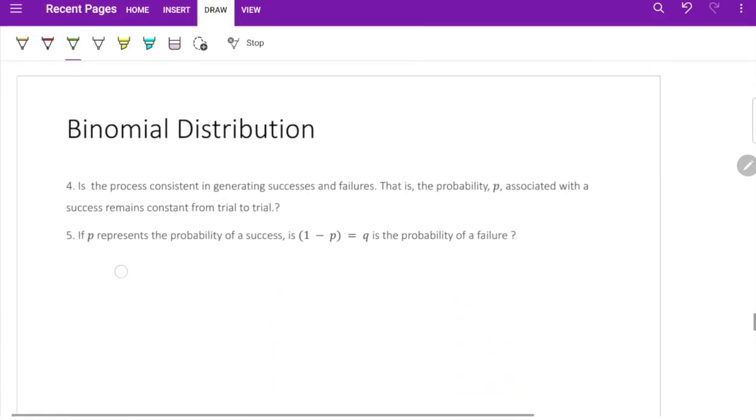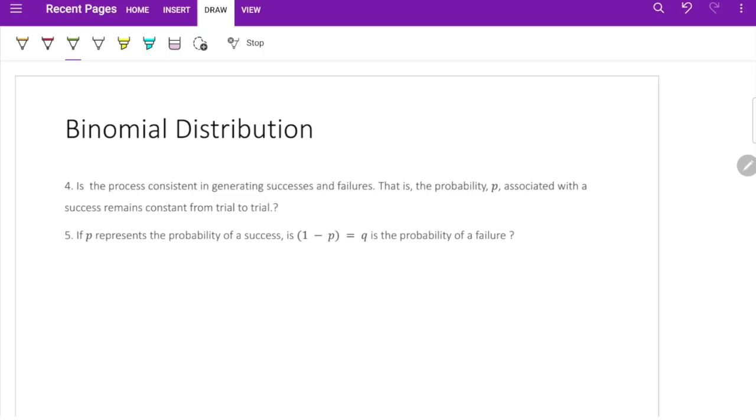Is the process consistent in generating successes and failures? That is, the probability P associated with success remains constant from trial to trial? Yes, they said 10%. Because they said the probability of the rework is 10%, and this is constant from car to car. So P is 10%, and it's constant. When they pick a car, there's a 10% chance that the car will be reworked, right?